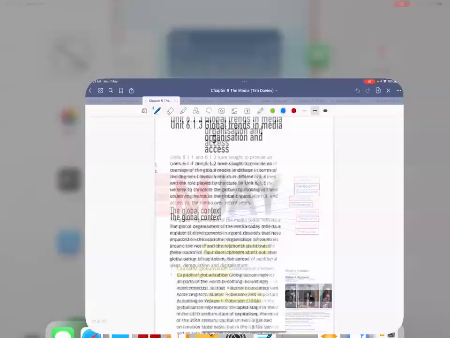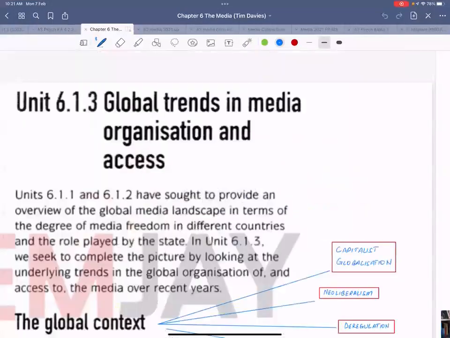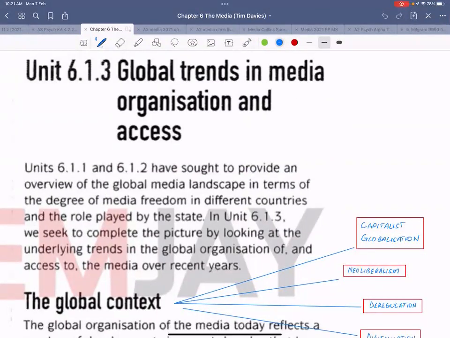All right, we're starting off with Unit 6.1.3, that is Global Trends in Media Organizations and Access to Media. We talk about usability of media as well, the extent to which, for instance, if we talk about newspapers and radio, along with television these days, the extent to which individuals used to use radio, television, and newspapers has declined over the last few decades. So, global trends in media organization and its access, right?